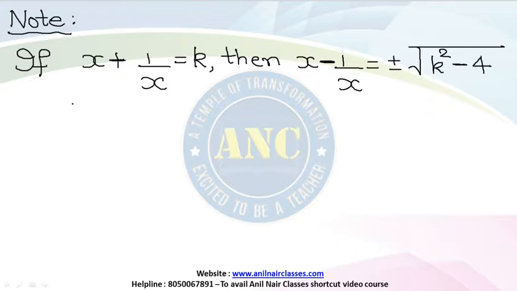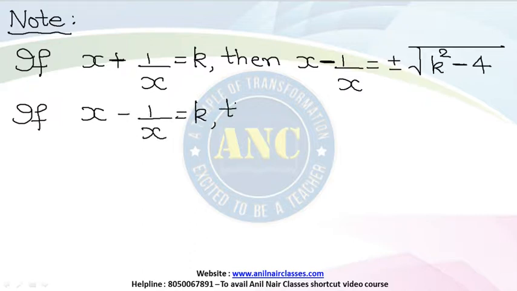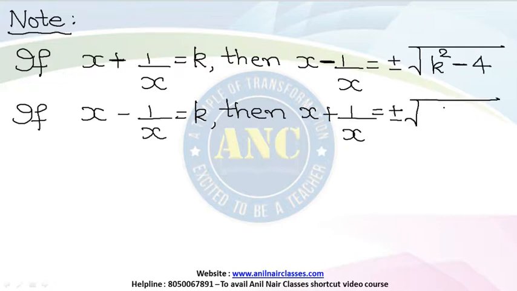Don't get confused. Similarly, one more condition we learnt: if x minus 1 by x is equal to k, and I want to find the reverse, x plus 1 by x, then this is plus or minus square root of k square plus 4, because it is minus in the given condition.